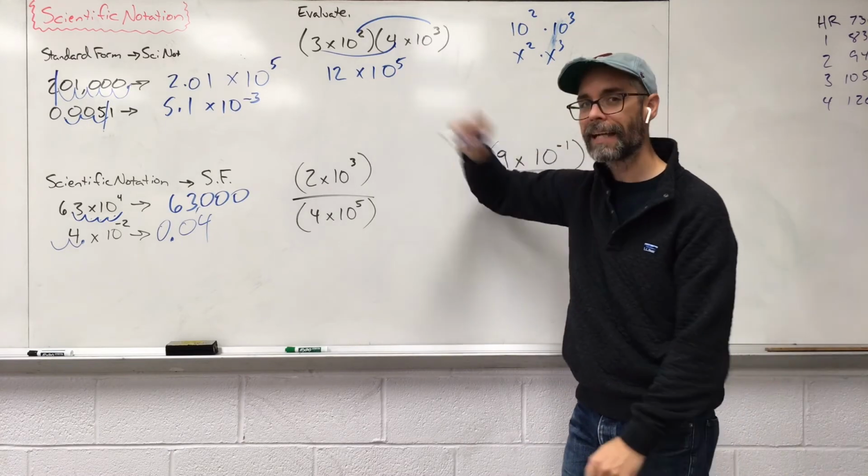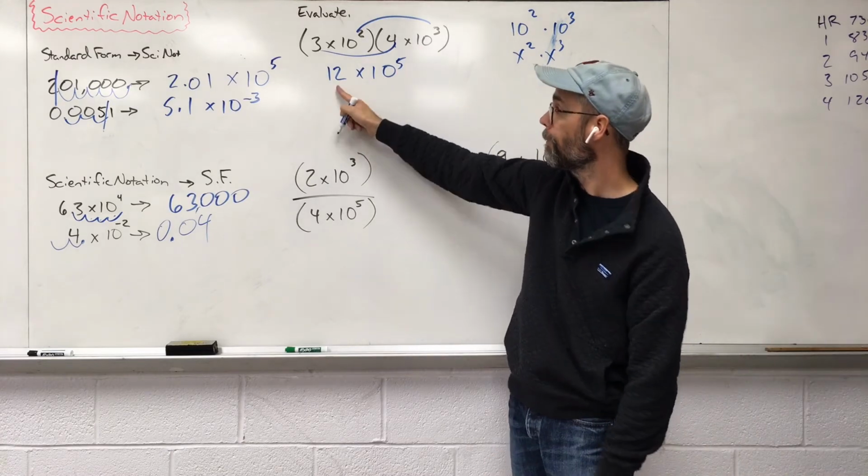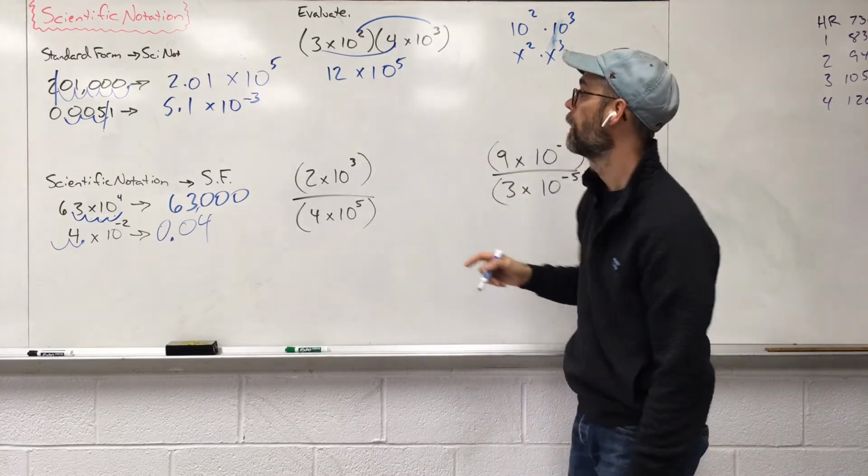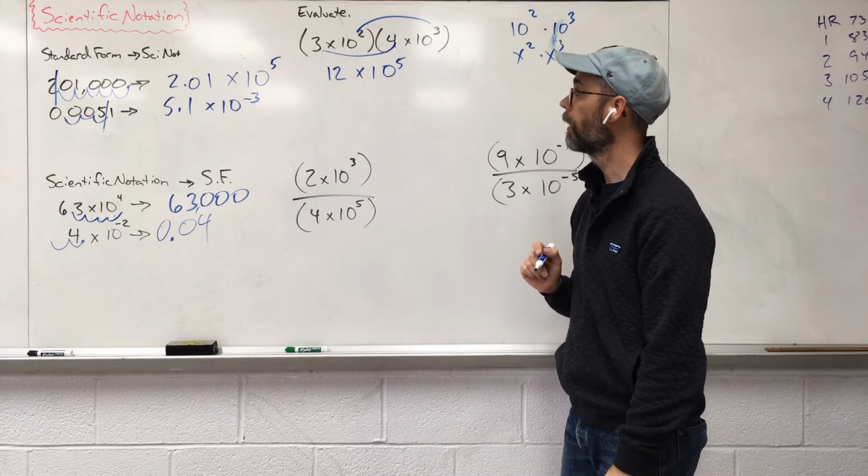Except that's not scientific notation. It's close, it looks like it, but that's 12. It's got to be between 1 and 10, it cannot be 10. So how do we get out of this?